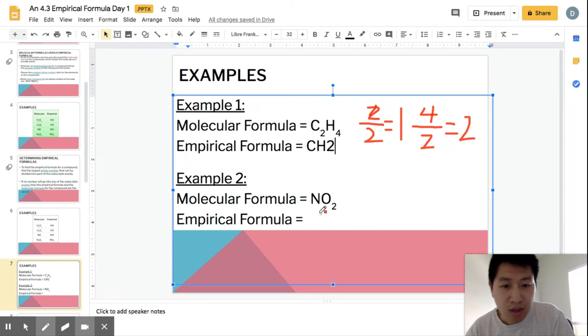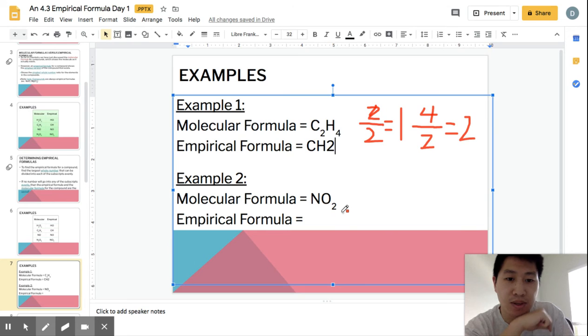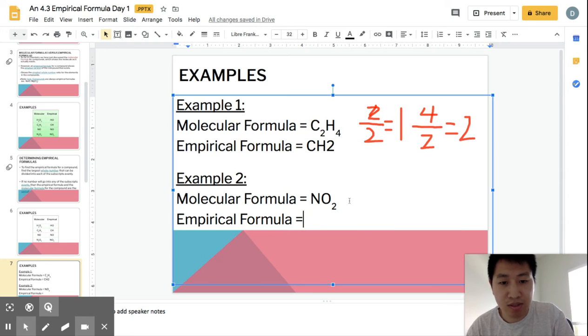Same here. Let's try this one. So if you have NO2, what number goes into both for this one? Really, this one we could just leave alone because that is the smallest one, NO2. So NO2, you're just going to leave that alone. So then the answer just stays as NO2 for this.